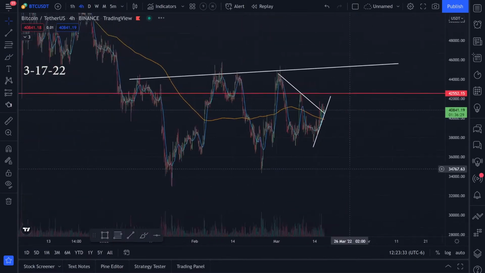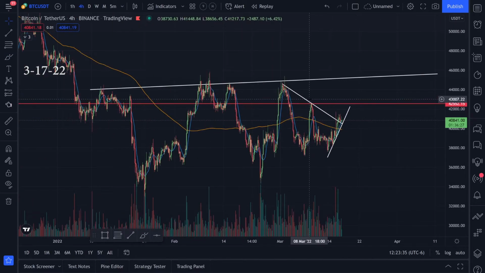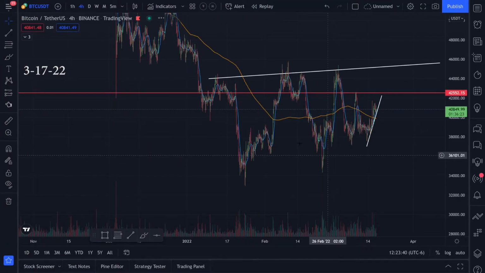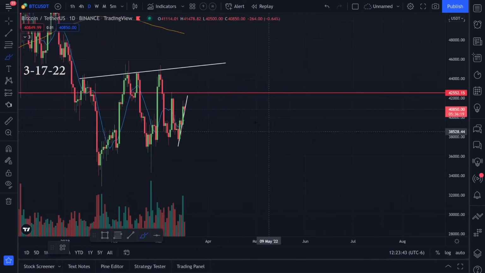In general, though, the main things that I'm watching, let's go ahead and delete this trend line because we already kind of broke it. But I think the main things that I'm watching are on the daily time frame. Let's go to the daily time frame. We have this trend line going like this, resistance. I think if we break that, that'll be a really bullish signal.